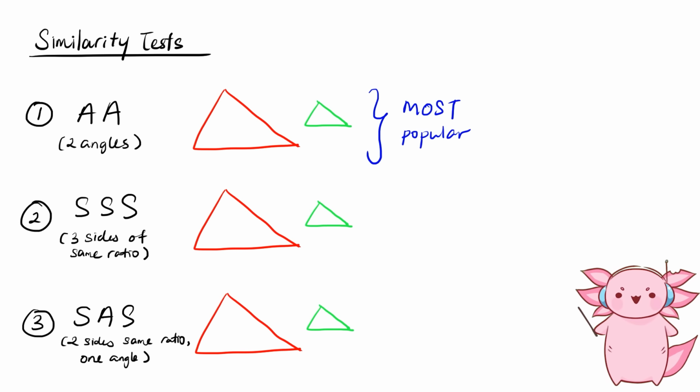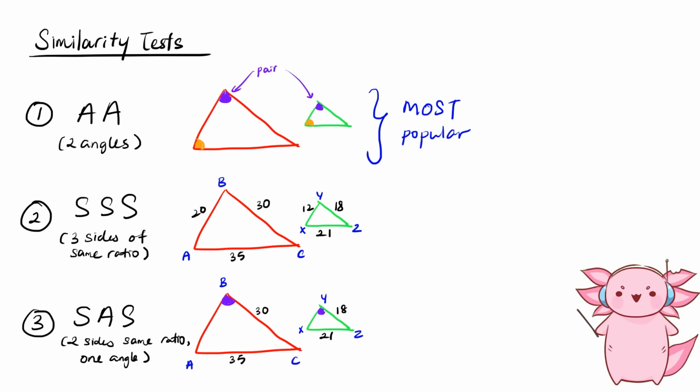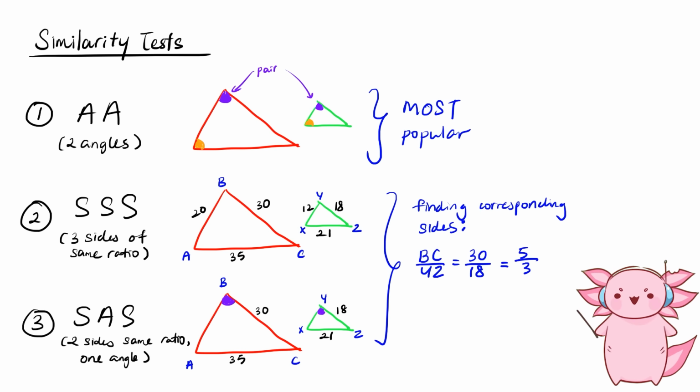It's basically trying to find two pairs of the same angles to prove that the triangles are similar. The other two are more rare, but the SSS test and the SAS test is all about finding the sides of the triangle that have a similar ratio. For this case, it's 5/3 like this.